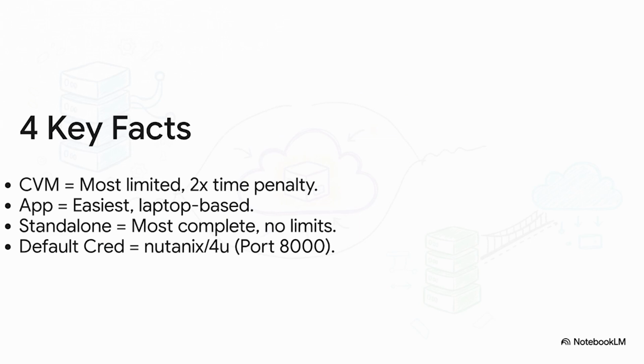So let's lock this all in. Here's a quick final review of our 4 golden rules for Objective 1.2. 1. The CVM is the most limited form and it brings that rough 2 times imaging time penalty. 2. The portable app is the easiest option, purpose-built for laptop-based quick starts. 3. The standalone VM is your absolute heavy hitter, the most complete tool with 0 limits. And 4. Through it all, your default access relies on the credential Nutanix/4u targeting port 8000.